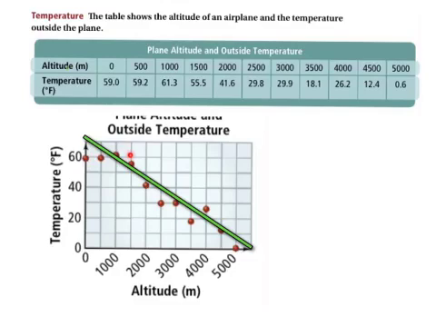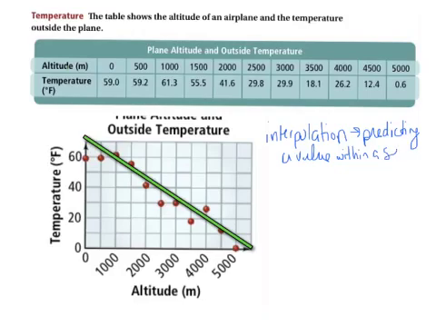I can use it to do something called interpolation. This is predicting a value within a set of data. So for example, maybe I would like to predict what is the temperature at an altitude of 2,000 feet. So what would this temperature be? And I might say it would be 45 degrees. This is interpolation because it's in the midst of the data.